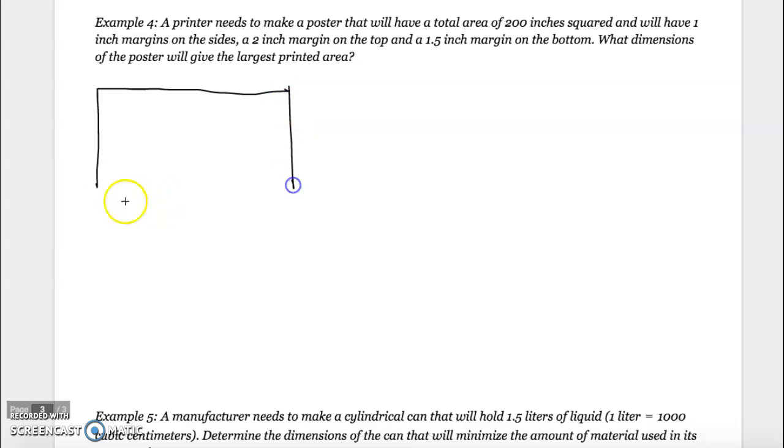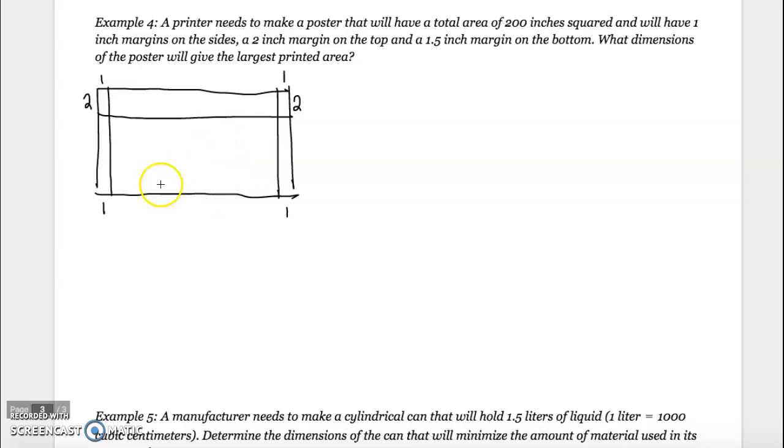poster, and then it needs some margins, so we're going to write those. 1-inch margins on the sides, so that's 1 inch. That's 1 inch. A 2-inch margin on the top. So that length right there is 2. And then a 1.5-inch margin on the bottom. Awesome. What dimensions of the poster will give the largest printed area?